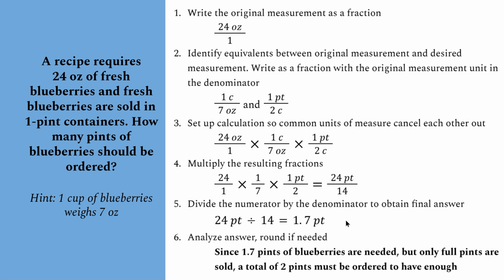Following that math through, I am left with, I need 1.7 pints. However, this is where some of our culinary and cook knowledge is going to come into play. I know that I can't buy 1.7 pints of blueberries. Buying that 0.7 pint is not an option. So I can only buy a full pint. So that means I need to purchase at least 2 pints to have enough. So this is where that rounding, some judgment is going to come into play to answer these questions accurately.